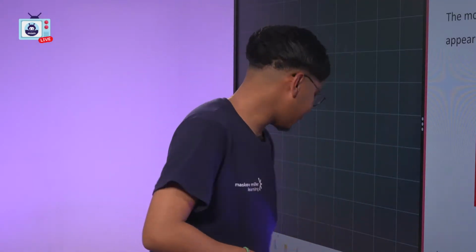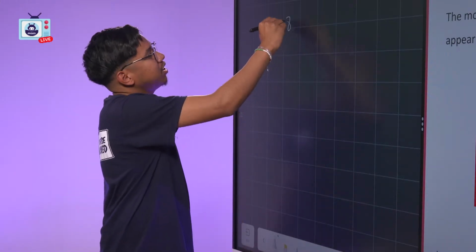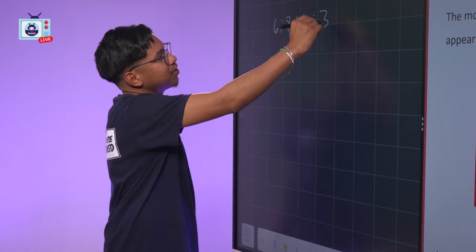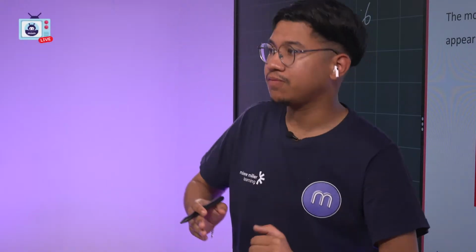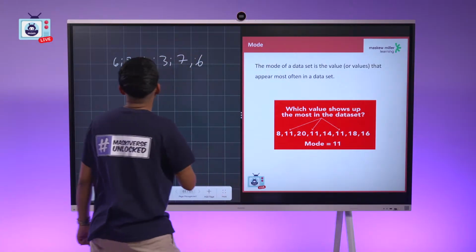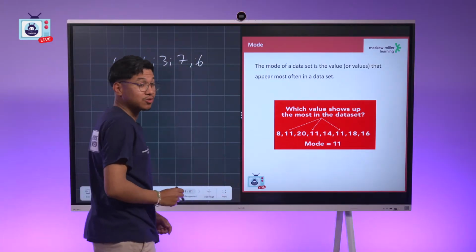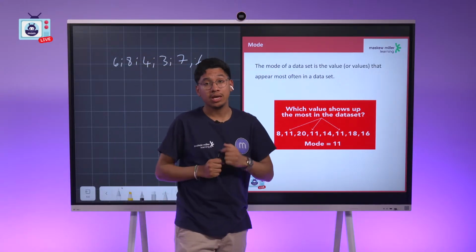So if I were to have a random data set, 6, 8, 4, 3, 7, 6. There's a random data set of numbers, but now I want to ask the question, what number is appearing most often? One more than the other, or two more than the other? Yes, it is the number 6. So that is why in this particular data set, 6 will be my mode.